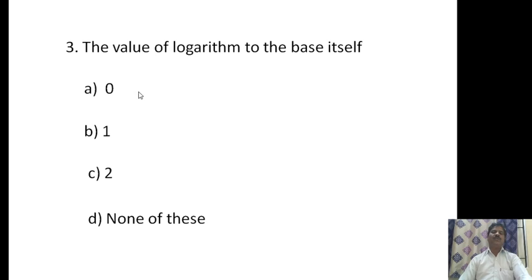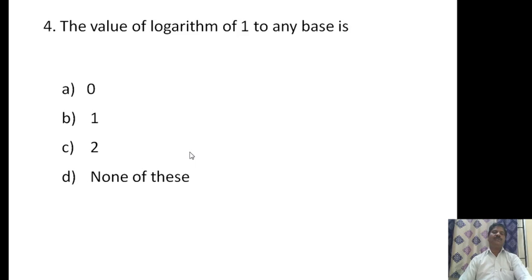The correct answer to this question is option B, that is 1. The property is that the logarithm to the base itself is always 1. That is the first property of logarithm. The logarithm to the base itself is always 1. Therefore B is the correct answer.